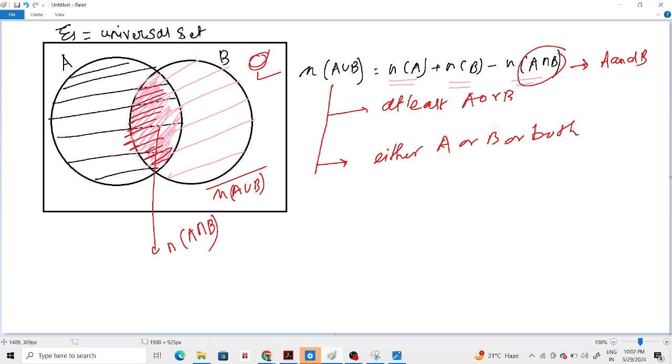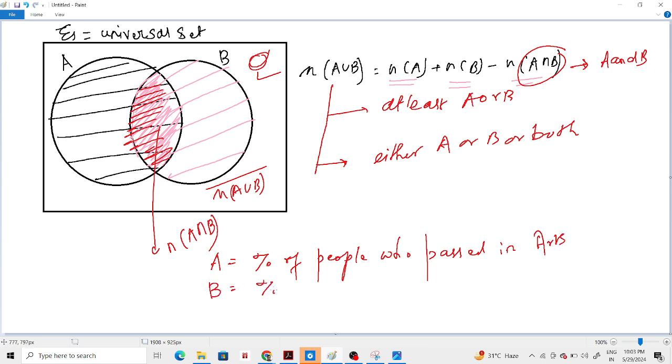So once more. Say A indicates the percentage of people who passed in, for example, arts. B indicates the percentage of people who passed in Bengali.